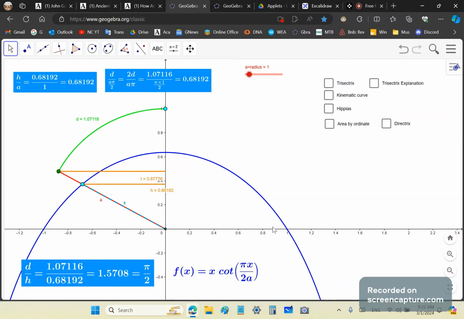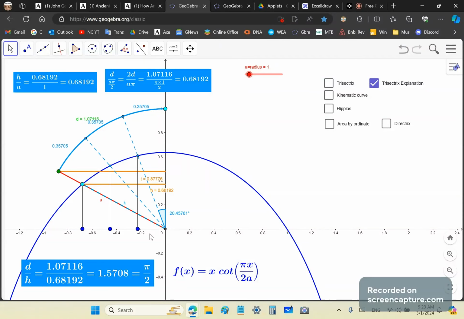So the next thing I want to show you is that the sectrix of Hippias divides an angle into n equal parts, okay? And this is done, first of all, by dividing a line into n equal parts. So let's see how this is done.